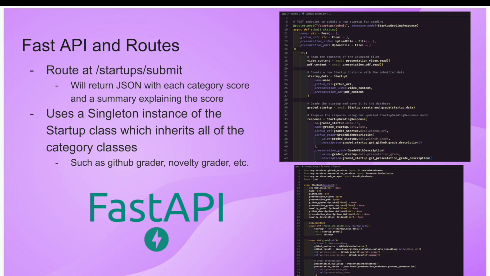So, like I mentioned earlier, we use FastAPI on the back end. There was pretty much one main route here at startup/submit, and this basically returns an aggregate JSON payload with each category score, like the novelty, code, presentation, and then a quick summary explaining this score for the front end to help present to the user. It also uses a singleton instance of our startup class, which inherits all of the category classes just for better API performance.